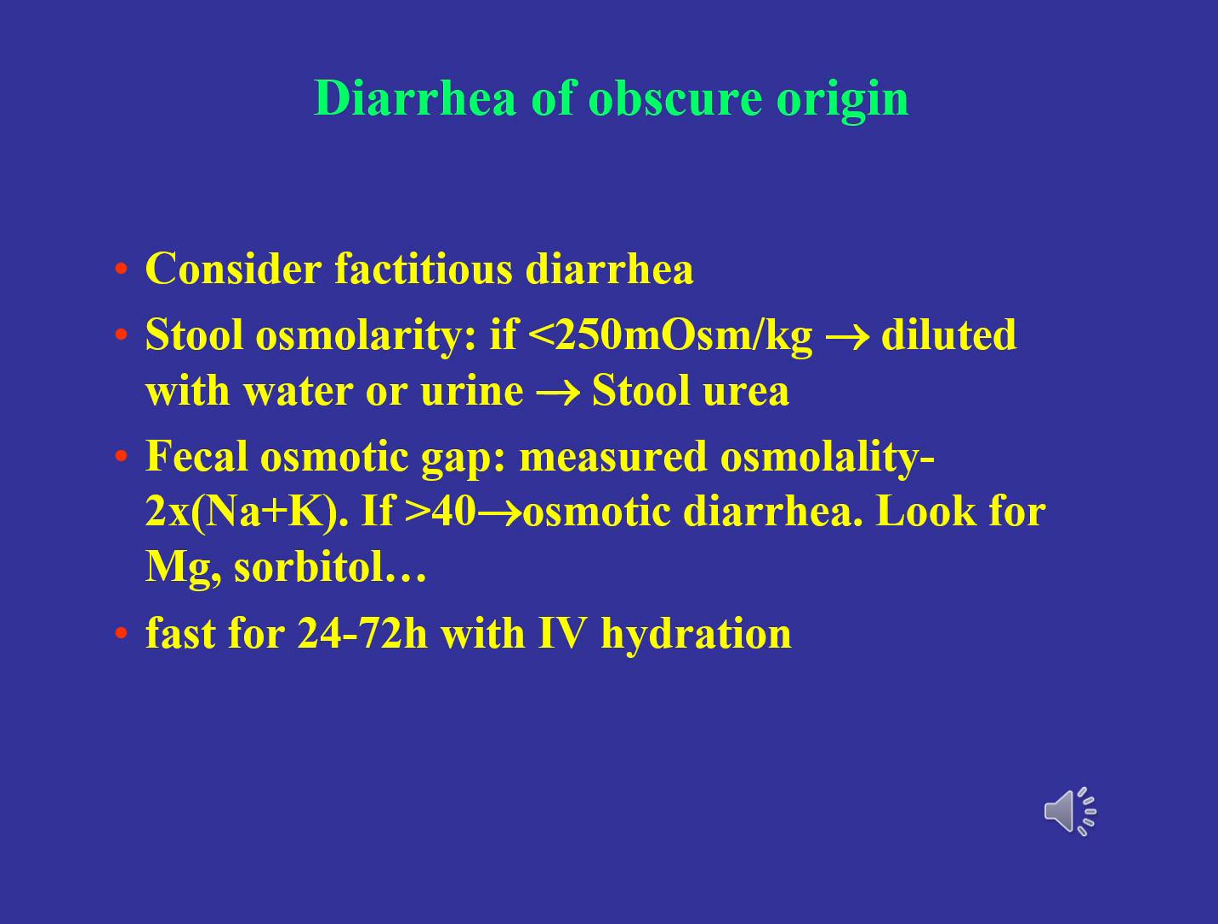If stool osmolality is less than 250 milliosmoles per kilogram, then the patient may be diluting the stools either with water or urine. To check if urine is added, we look for stool urea, since normally there is no urea in stools. Also, we have to check for osmotic gap. If the fecal osmotic gap is more than 40, then the patient is taking some laxatives, some osmotic substances that are causing the diarrhea.